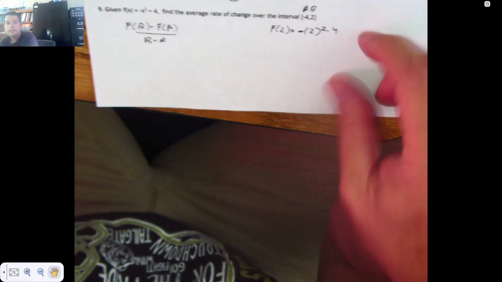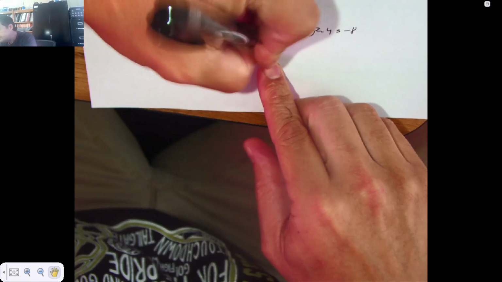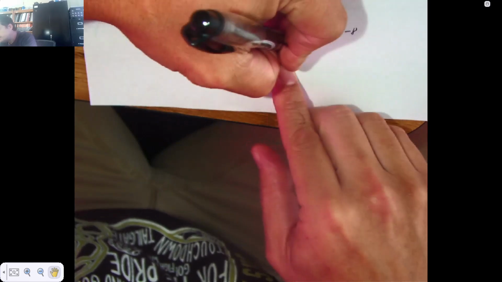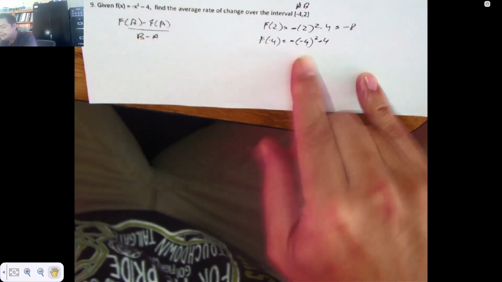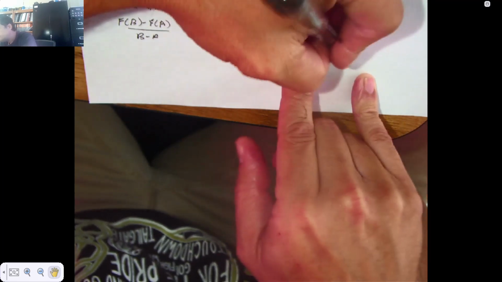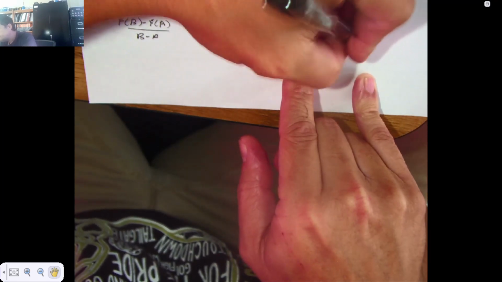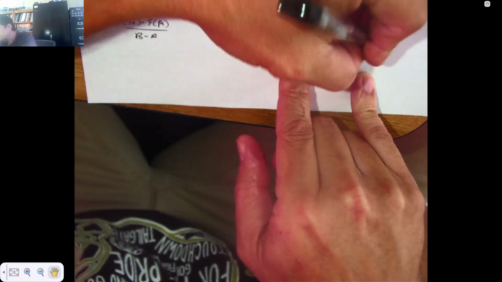F of 2 is a negative 2 that is squared minus 4. That's going to be negative 4 minus 4, which is negative 8. F of negative 4 is a negative 4 squared minus 4. A negative 4 squared is 16. We have a negative in front of a positive. Then we take away 4. That's going to be negative 20 when everything is said and done.